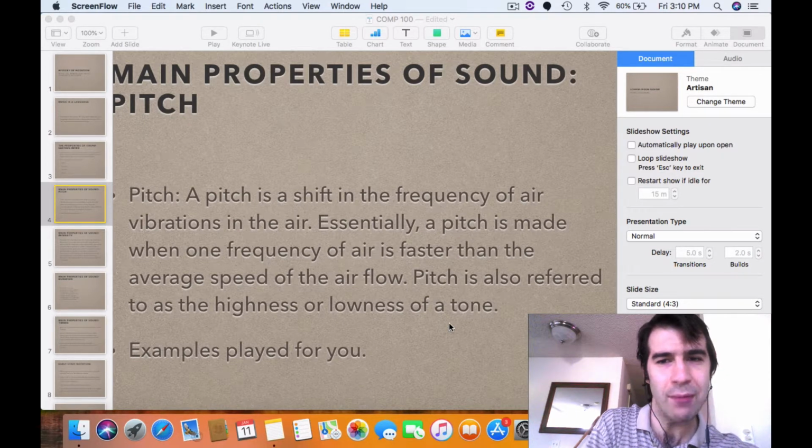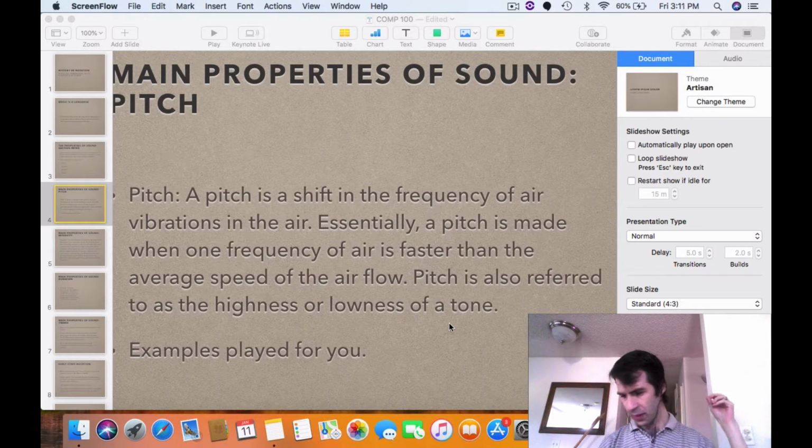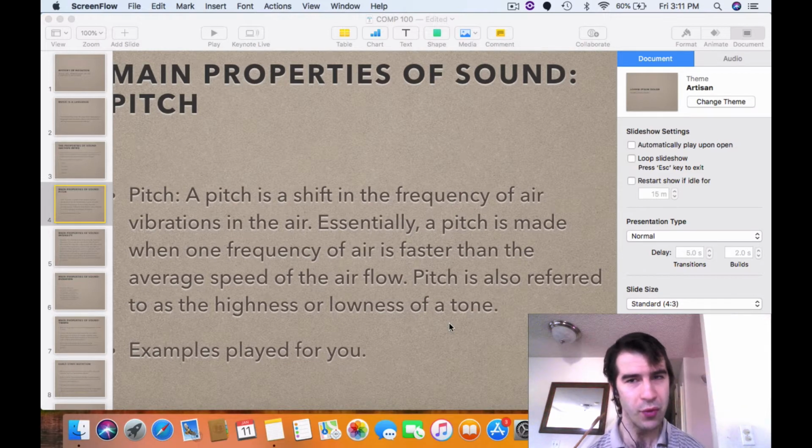And so what happens is the vibrations, the peaks and valleys, are more frequent and faster in nature than the average of the airflow. That makes it a higher tone, whereas the other makes it a lower tone. So those are examples of pitches and what they sound like and how we get those. That's the beginning of the properties of sound.